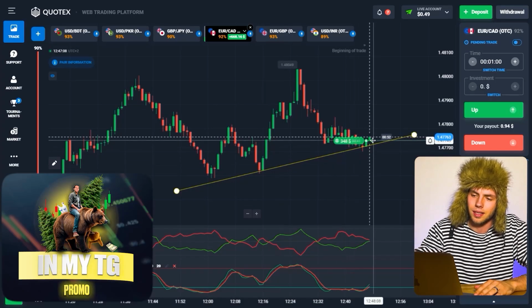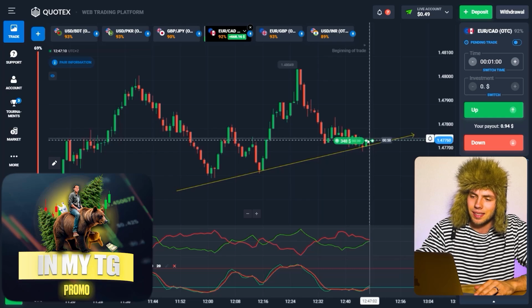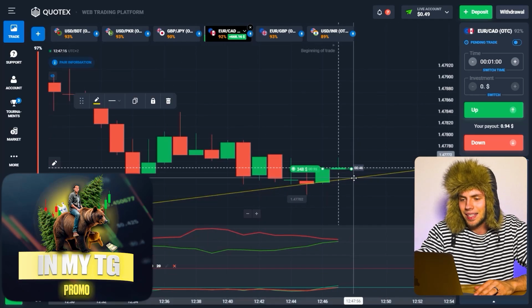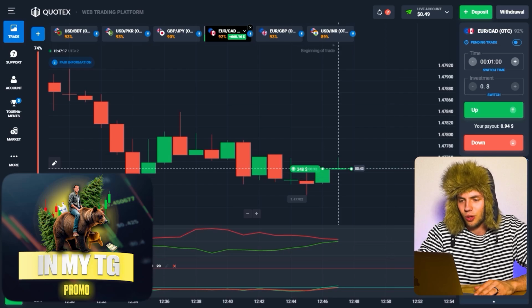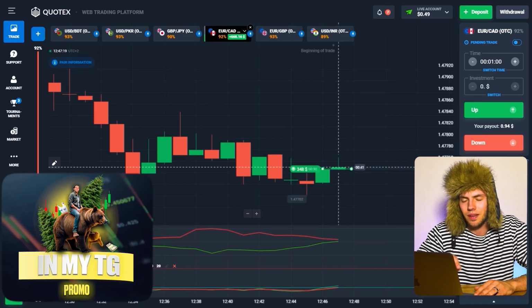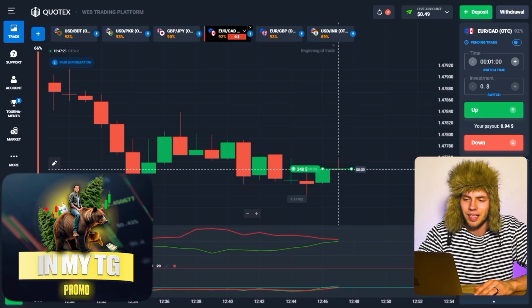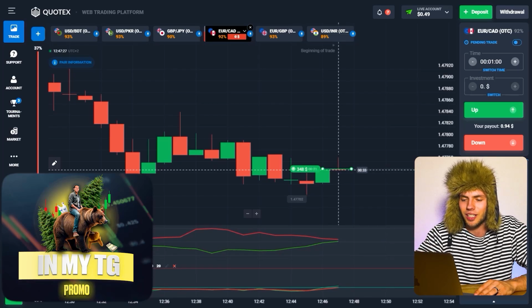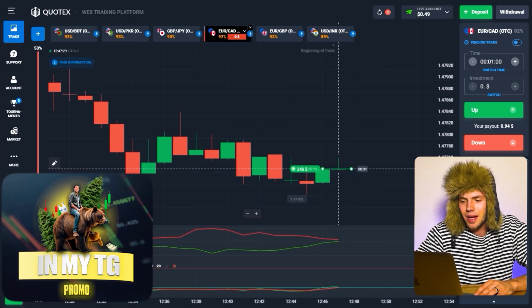Right now I can say that you see this line is a very strong level of support, and this is how the price reacts to it. Once the price reaches the very strong support level, it bounces from it, and we have an upgoing trend in this one particular case at the moment. Well, pretty good.